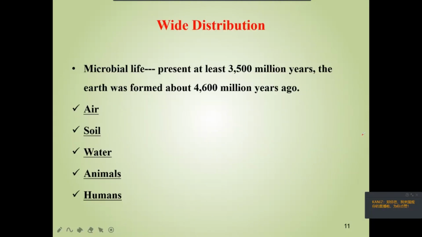So why distribution? Microbial life is everywhere, and it has the longest evolution history. The very first type of life on the earth must be some kind of microbial form, either some kind of virus or bacteria, we don't know. It's a long time ago. And they are everywhere, in the air, in soil, in water, and they can live on animals, on humans.